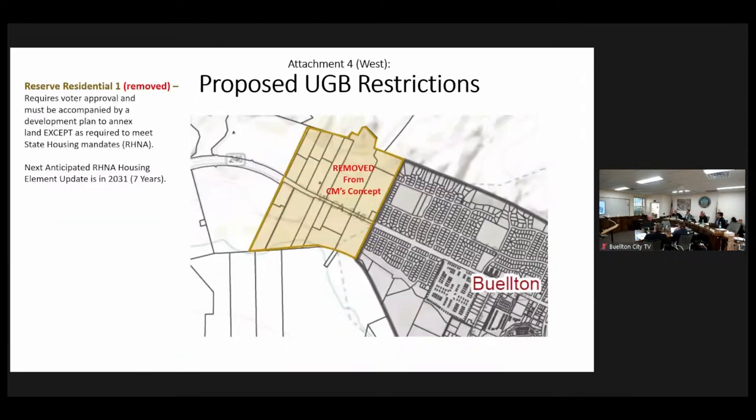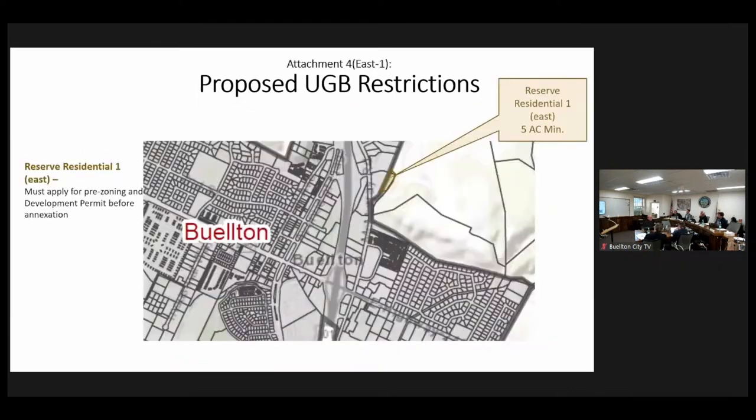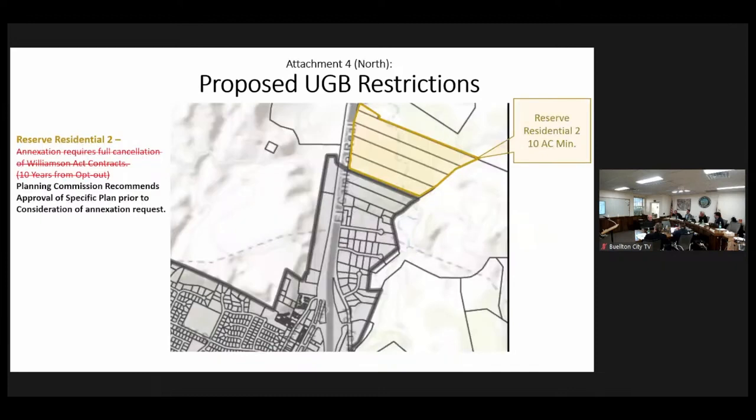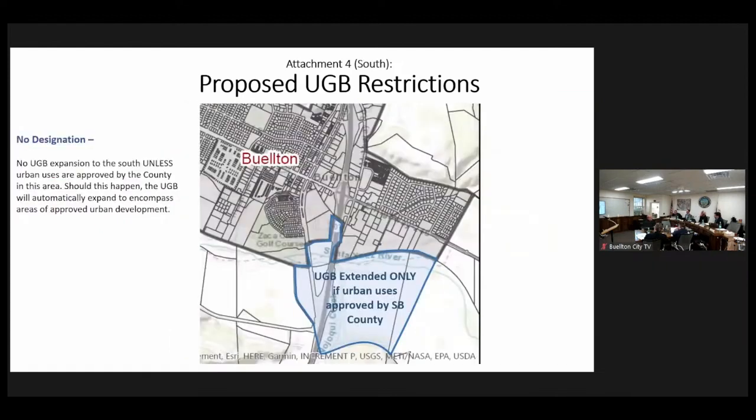To the west, removed from the concept. We're losing that. These are just blow up slides here. I kind of got ahead of myself. To the east, that's the 2-acre property right behind Hampton Inn. And the other parcel to the east here, that's the Polo Ranch property, specific plan to include full environmental review and documentation prior to annexation. And then to the north, Williamson Act is out, but Planning Commission recommends approval of a specific plan. So that's where we're at. And then again, to the south, we have no land use designation proposed for that because it would not be within our urban growth boundary and therefore not subject to annexation initiated by the city or by a property owner, because we would not be able to provide municipal services to it.